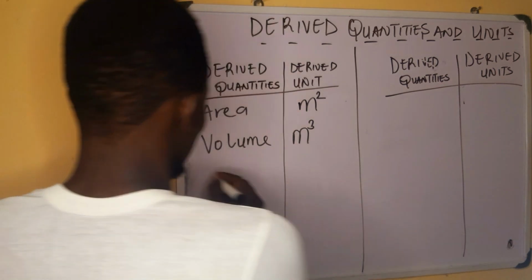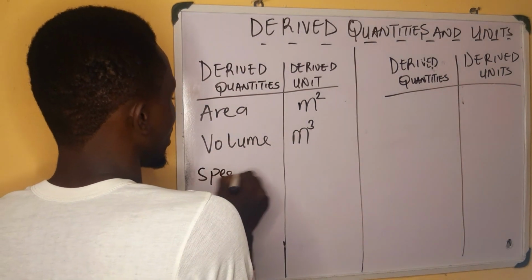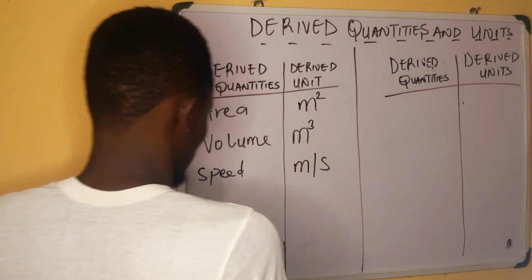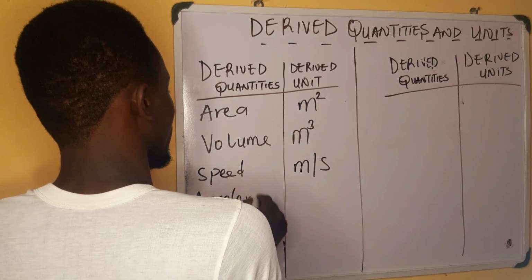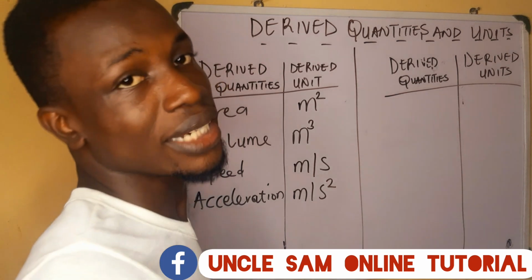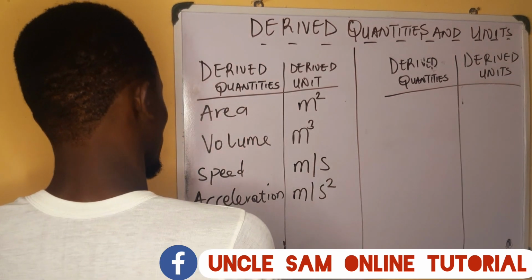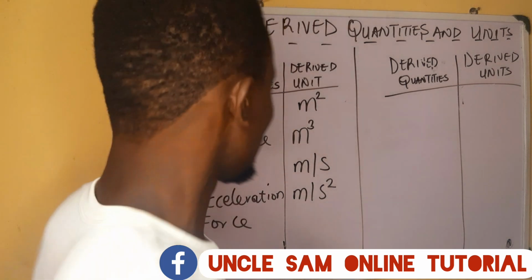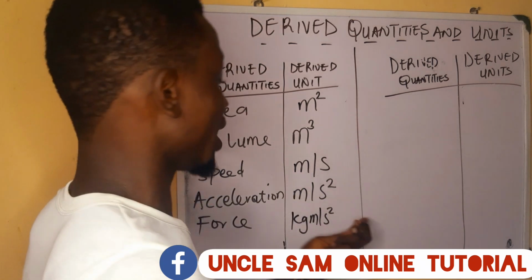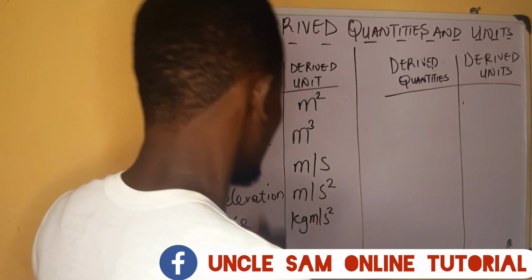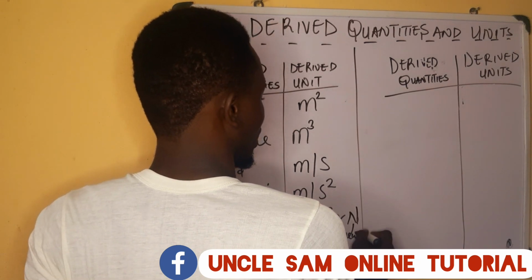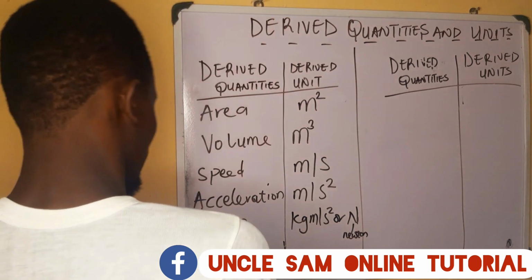So let's continue. We move over to speed. Speed is also a derived quantity because its unit is meter per second. We have the next one, acceleration. Acceleration is meter per second square. I hope you're following. Then we have the next one, which is force. Force is kg meter per second square. That is the derived unit of force. You can also call it N, which stands for Newton. That's another unit for force. I hope you're following. And the next one is energy.